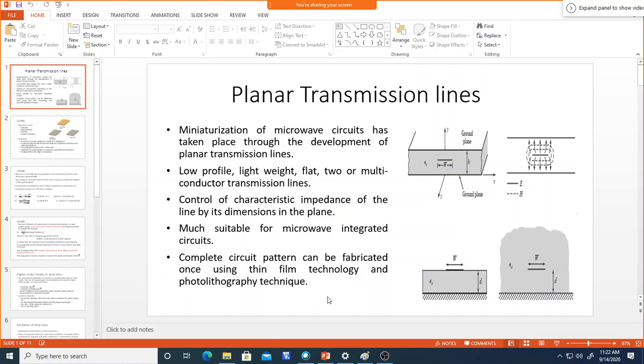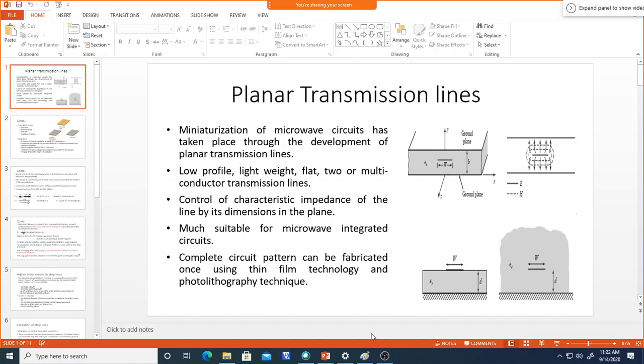And the circuit pattern can be fabricated once using thin film technology or photolithography technique. So you can also use the etching technique, and you can even use laser technique to etch out whichever the desired pattern, and you can omit or etch out the undesired pattern.